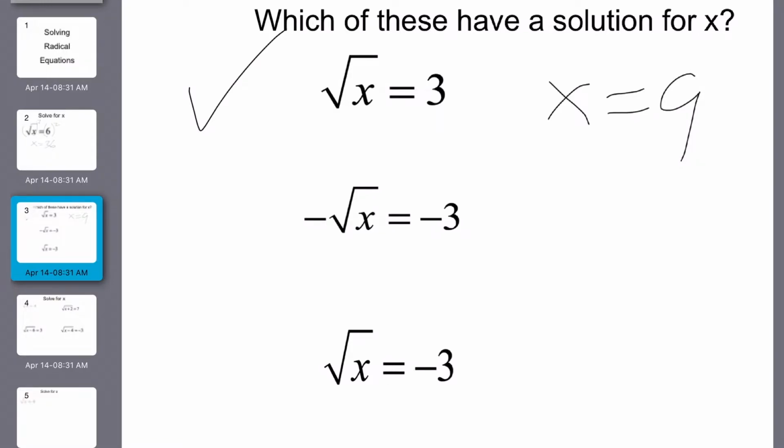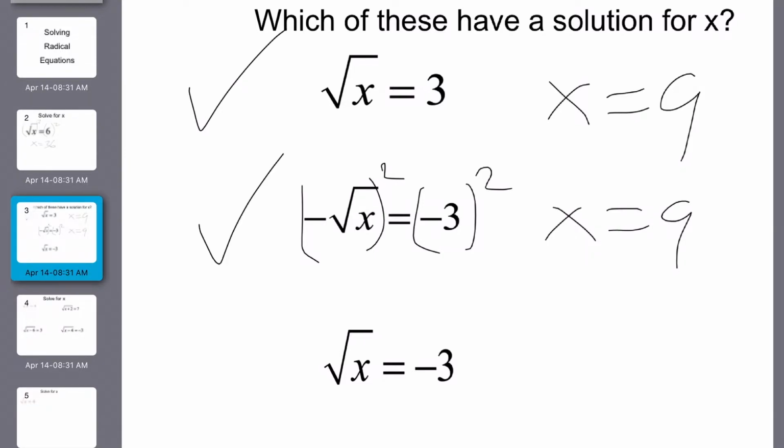Looking at the next one, it's a little trickier because you have the negative sign outside and the negative 3. So you know, again, that if you square both sides here, you're going to get, again, that x equals 9. And you can plug that back in and look at the original problem. So the square root of 9 is 3. Negative 3 equals negative 3. So it does, in fact, have a solution.